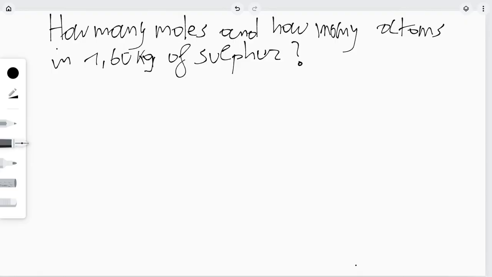We see that the assignment wants us to find how many moles and how many atoms in 1.60 kilograms of sulfur. So usually at this point, students begin to recall their formulas in their head. They try to remember what was what, how do I turn this into that and the other way around and such. So that's a lot of remembering, that's a lot of cramming.